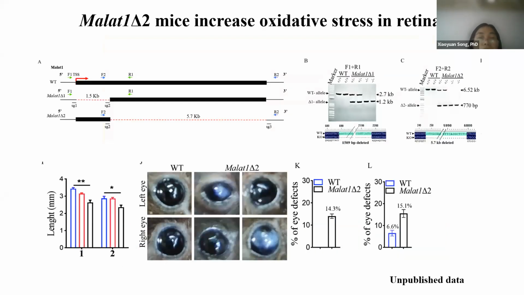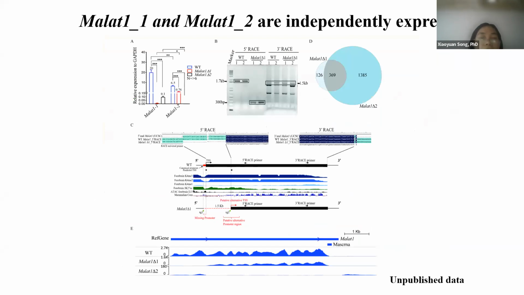And we generated two knockout mice, and with detailed experiments, we show that the two parts of Meg3, 5' and 3', are independently expressed. And later, next.